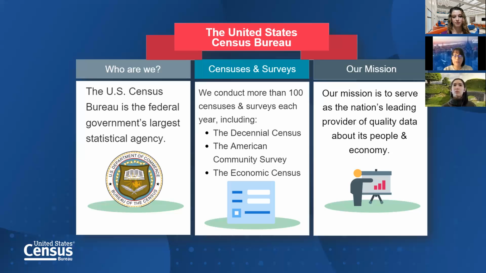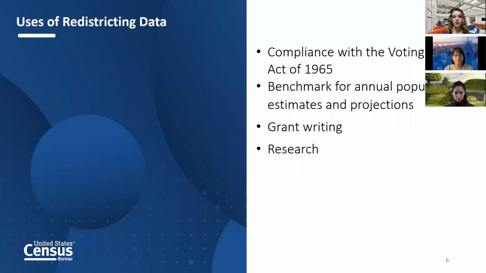Everything that we send out, like the decennial census or the ACS or the econ census, those are mandated by law, and it'll tell you in the email or on the letter, U.S. Department of Commerce, Census Bureau, and for demographic surveys, it'll say Title 13 U.S. Code. That's what gives the Census Bureau permission to send out surveys and the decennial census to the American people. And then finally, our mission. Our agency mission is to serve as the nation's leading provider of quality data about people and the economy.